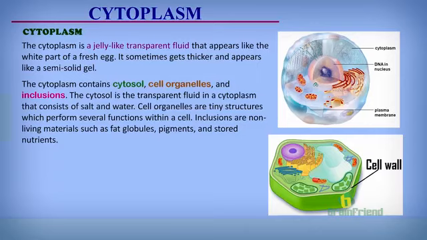Now let's look at the second part of a cell, the cytoplasm. We've finished talking about the cell membrane, and we're looking at the cytoplasm. The cytoplasm is a jelly-like, transparent fluid that is found inside a cell. Cytoplasm appears like the white part of a fresh egg. Remember I said the egg of a domestic bird is an example of a cell. So when you pick up a fresh egg, that white part is a fluid, it is transparent, it is jelly-like. It is almost like the cytoplasm.